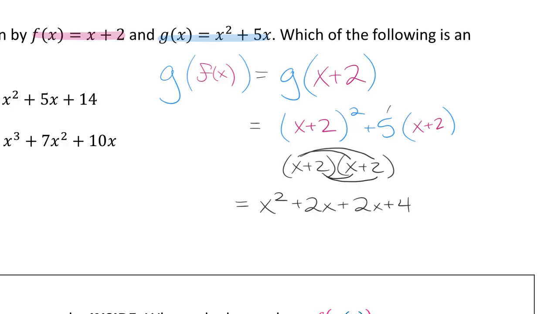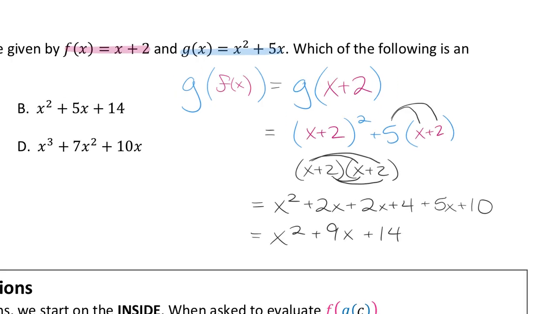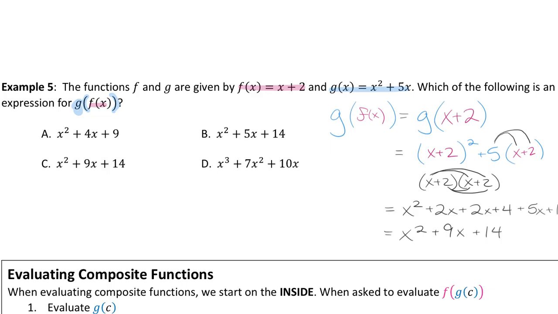And then what's going to happen with this 5? That one's a single distribution. This becomes plus 5x plus 10. We combine all of our like terms. We only have one term that's squared, so it's just x squared, but we have 2x and 2x and 5x. That's 9x. And we have 4 and 10, which is 14. So not only did we have to know how to do composition, that's the blue and the pink stuff, I then had an algebra question afterwards of simplifying.